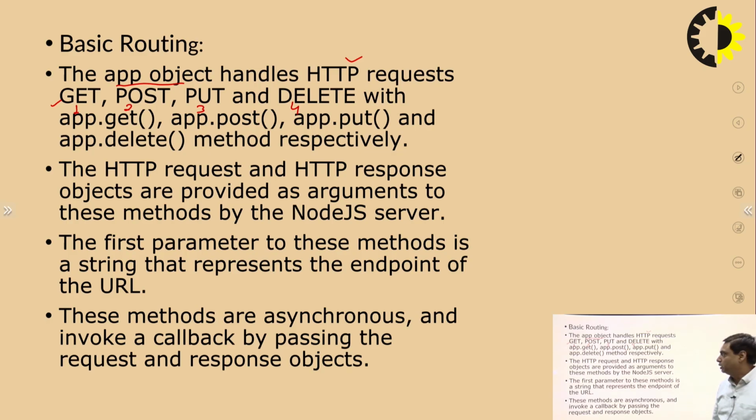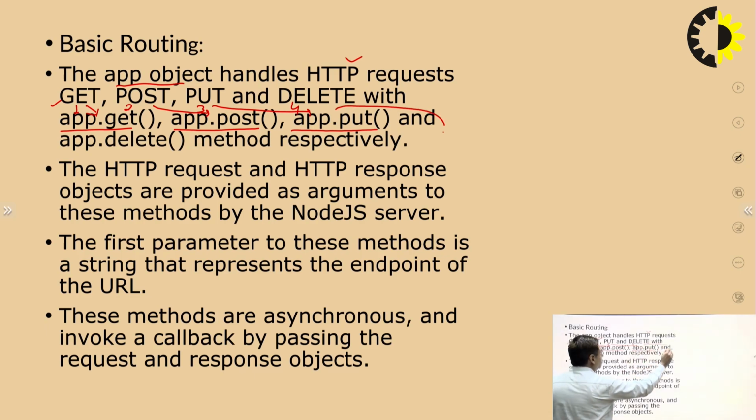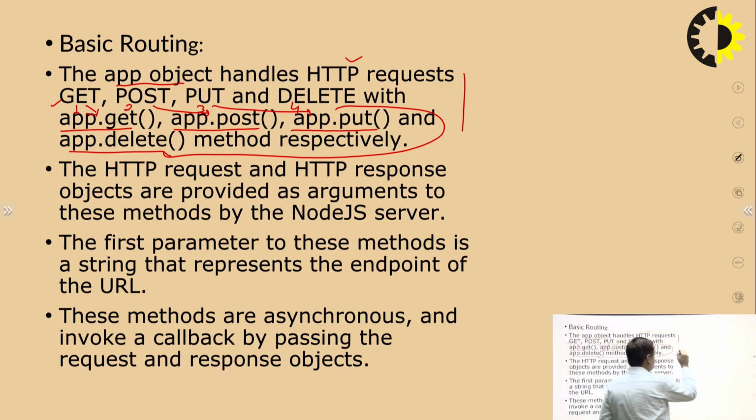Accordingly, you have to call the method. If you are sending the GET request to the server, then you need to call app.get here. If you are sending the POST request, then in Node.js you need to call the app.post method. If you are sending the HTTP request as a PUT, then in Node.js you have to call the method app.put, and if you are sending the HTTP request as a delete, then you need to call the method app.delete. So, this is a very important understanding.